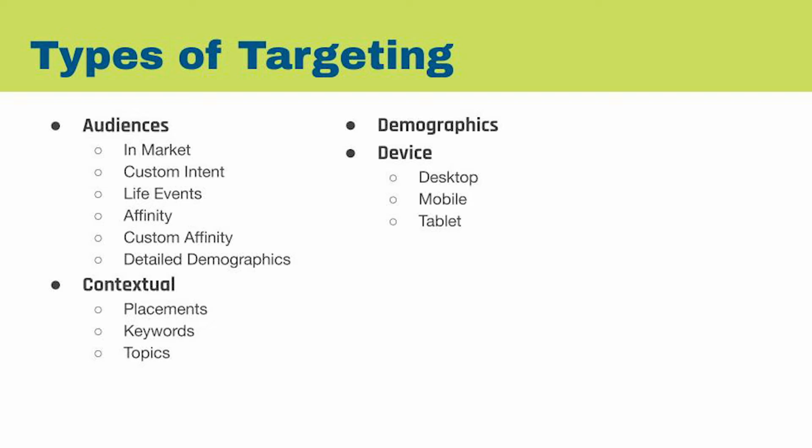And we will jump in the interface and run through all these and talk about them in a little more detail. You also have contextual type targeting where you have placements, keywords, and topics. And you also have demographics and the device. So let's jump in the interface and actually walk through these.